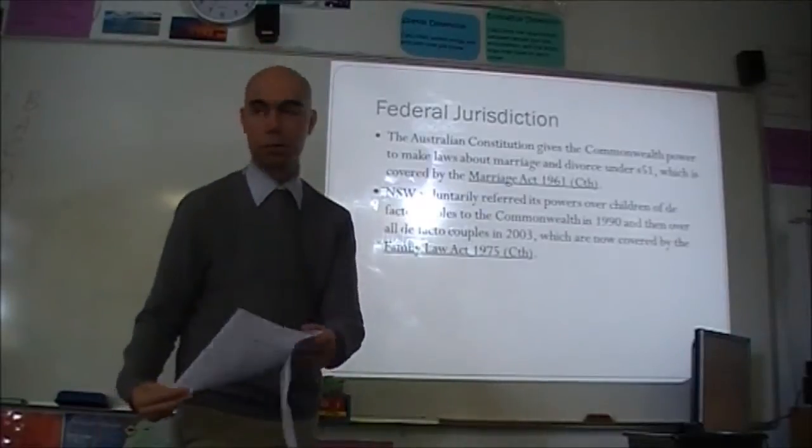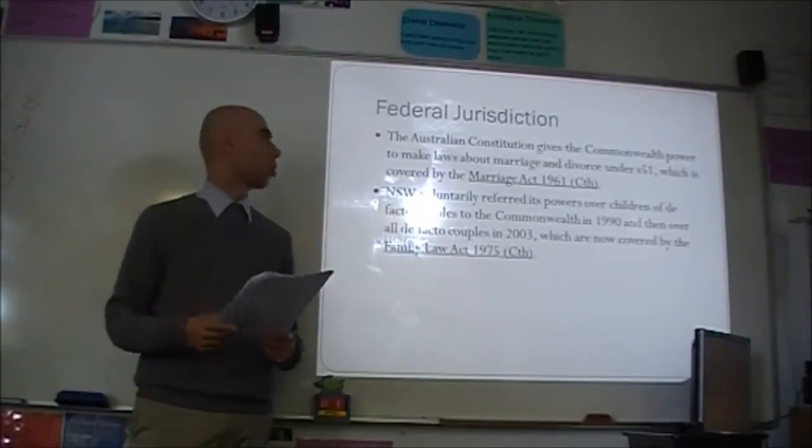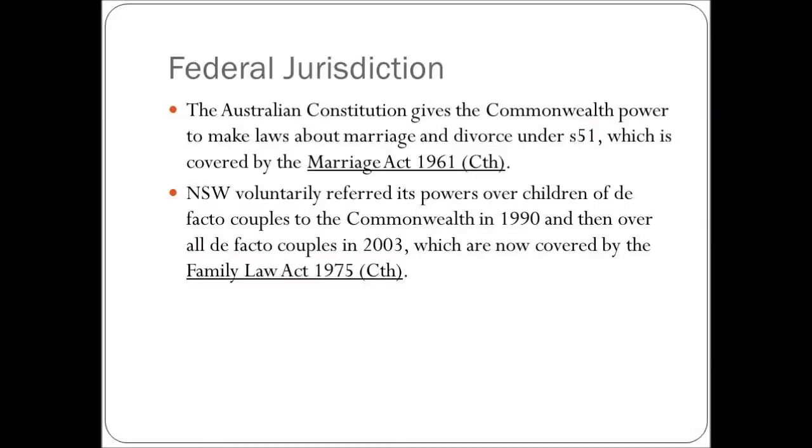State versus federal jurisdiction. We're going to start with what goes to the Commonwealth Government. The Australian Constitution gives the Commonwealth powers to make laws about marriage and divorce under Section 51. Okay, it is not a state power. It is given to the Commonwealth. And the Commonwealth then covers that with the Marriage Act 1961. So in terms of marriage, that's the key piece of legislation that you want to be looking at and citing.